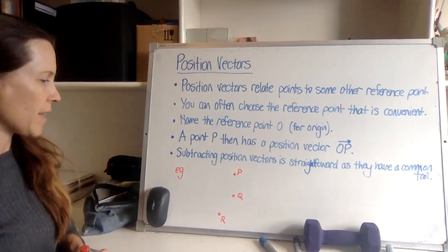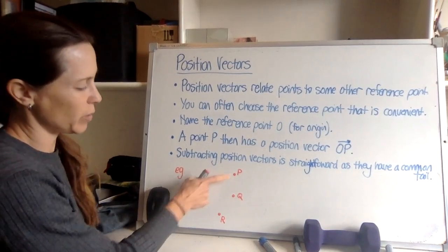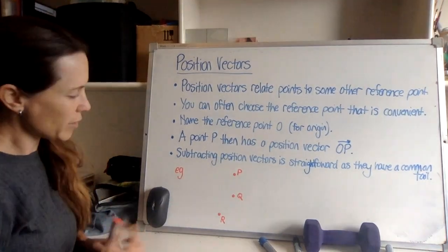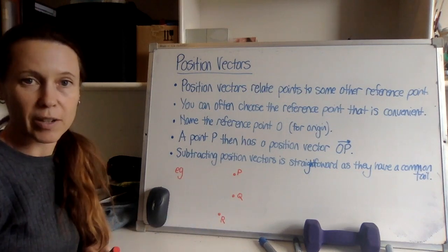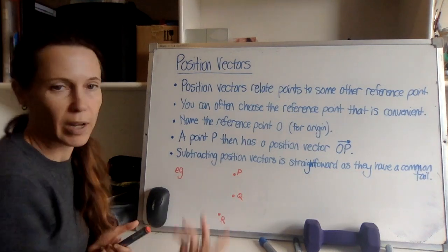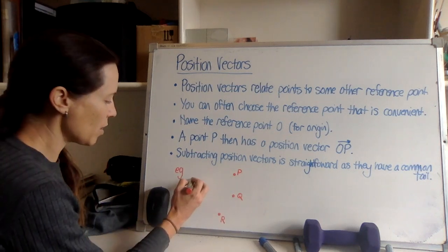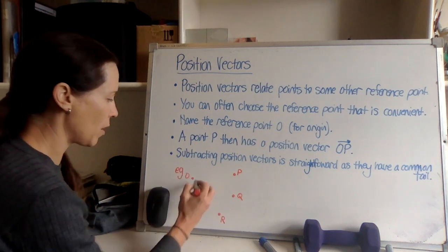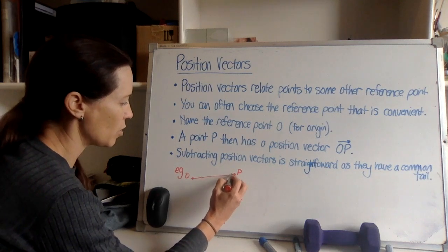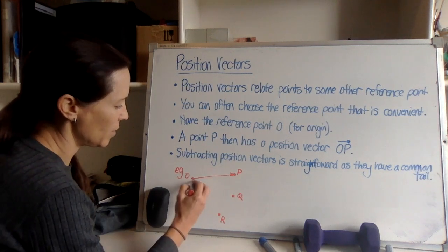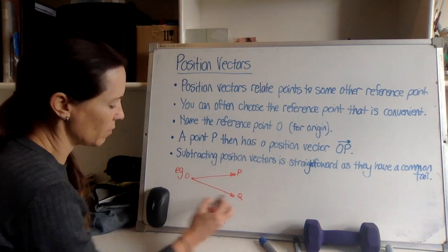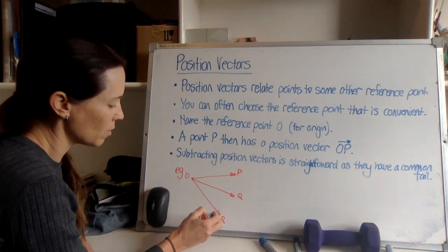So then subtracting position vectors is straightforward now because they're going to have a common tail. So let's have a look at how this works in an example. If we've got these points P, Q, and R, then obviously we could relate them with vectors that go between them, and those vectors could have names of their own and they could be described as directed intervals. But we could also relate them all to some reference point O, and a lot of the time we want to do that for a particular reason, and so now we have directed intervals that look like this.